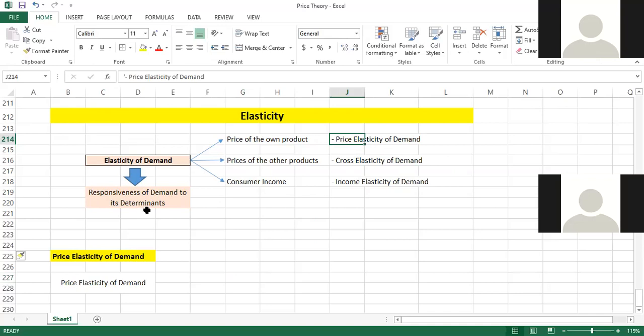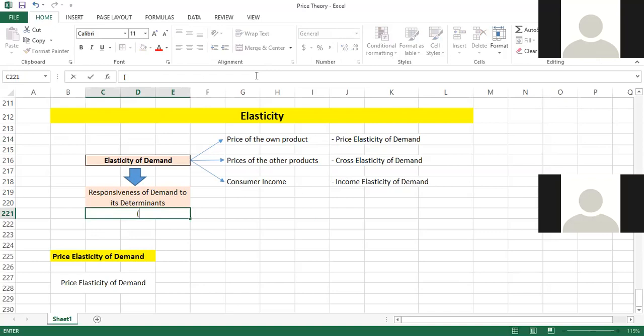Always this response is measured as a percentage change. Otherwise we can't measure, because here it is change in rupees, here change in units, right? Here also change in rupees and here change in units, rupees and units, right? Maybe number of units or maybe kilograms or liters. So we can't measure that. We can't compare that. So that's why always the responsiveness of demand we measure as the percentage change in quantity demand.